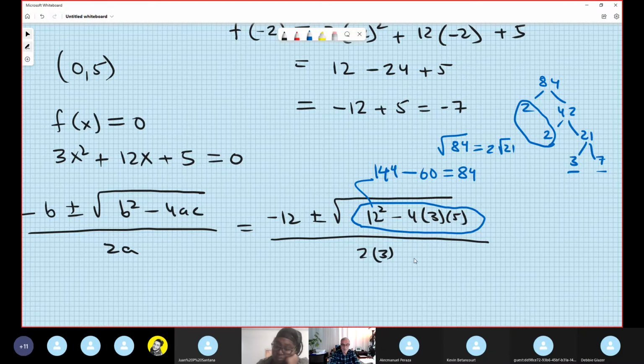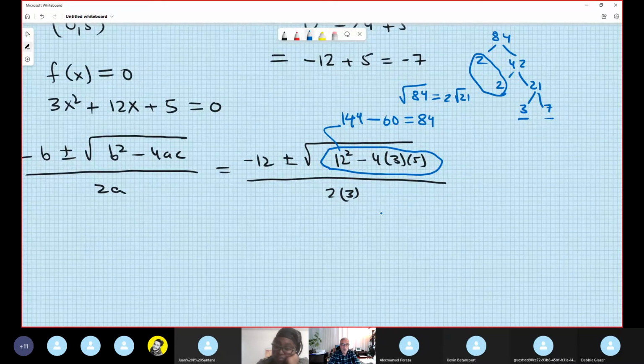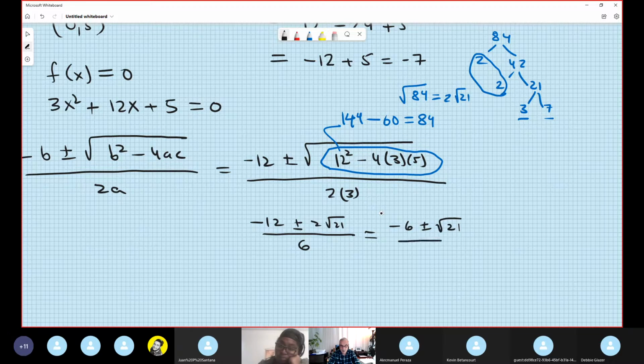Okay, this is one possibility to express it using the irrational number. So it is negative 12 plus or minus 2 radical 21, divided by 6. Leave it like that? No, because I saw that 12, 2, and 6 are even numbers. You divide by 2 all the coefficients, top and bottom, and it is negative 6 plus or minus radical 21, divided by 3. Okay, this is the exact answer.